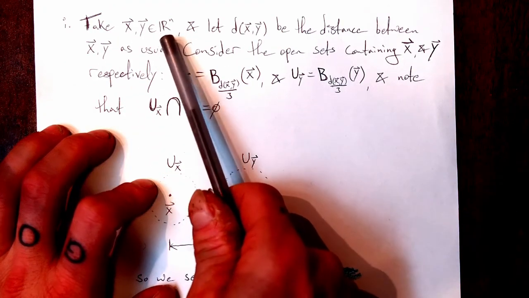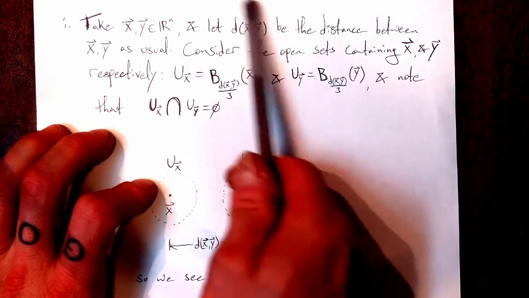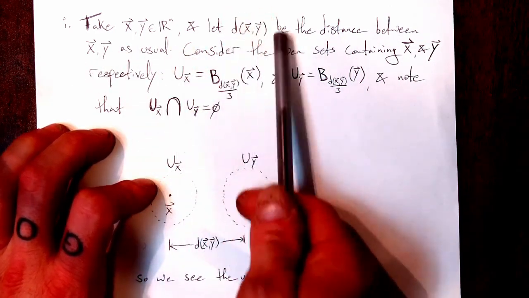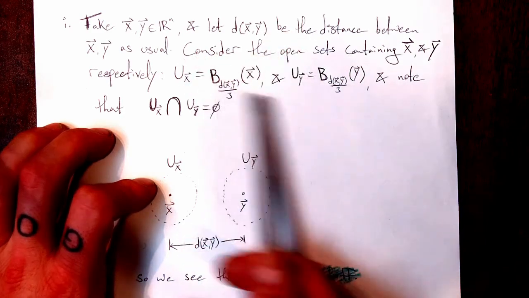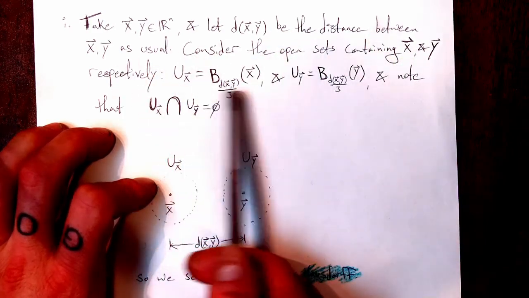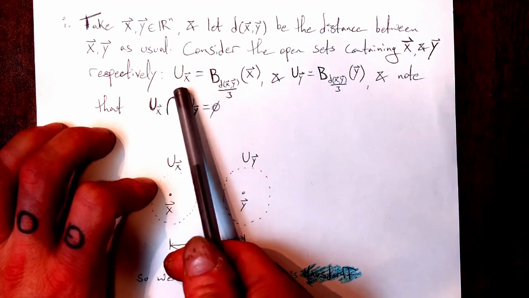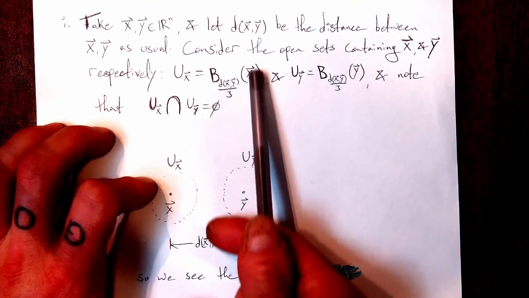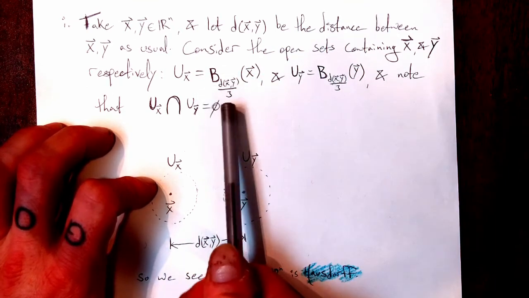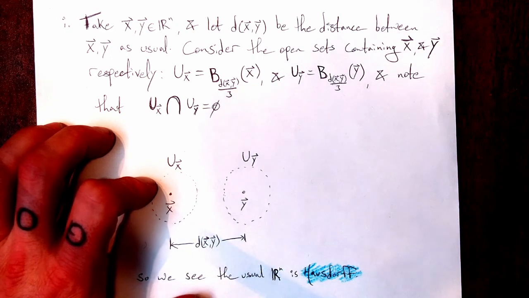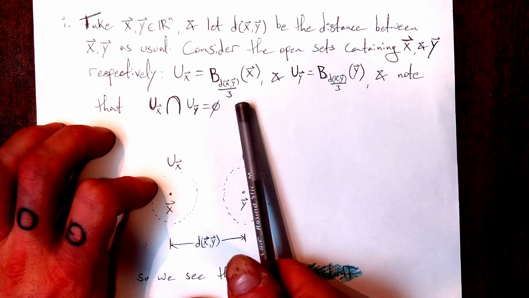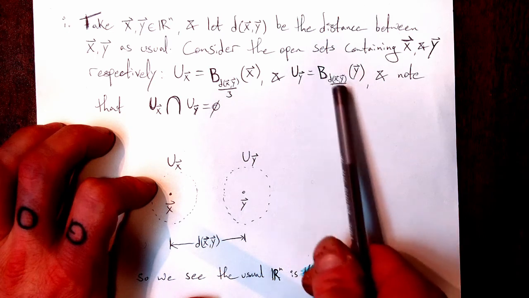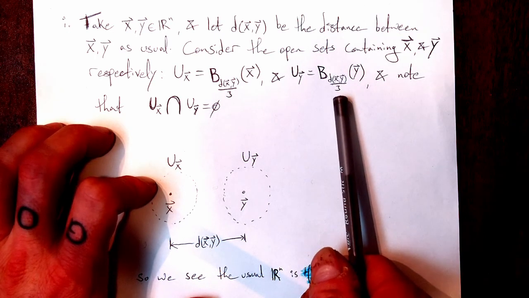If you take any two arbitrary points in Rn, and let D be the distance between x and y as usual, right? Just the Euclidean distance. Consider these open sets containing x and y, which look like this. This first open set, U sub x, is the open ball, that's what this notation means, centered at x with a radius of the distance between x and y divided by 3. I'm constructing some open sets here. And y is going to be the same. We have an open ball centered at y with a radius that's 1/3 the distance between the 2 points.